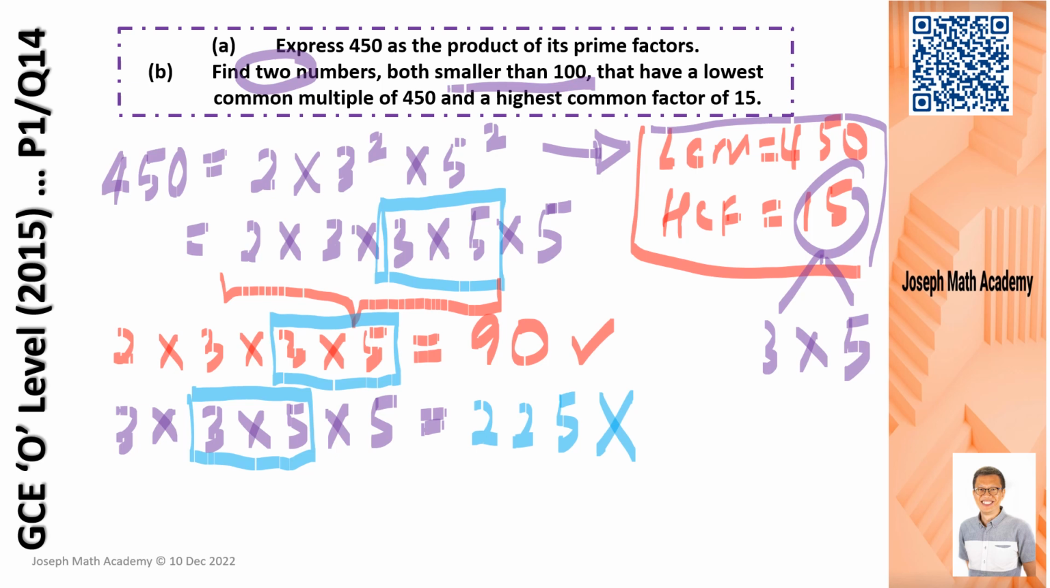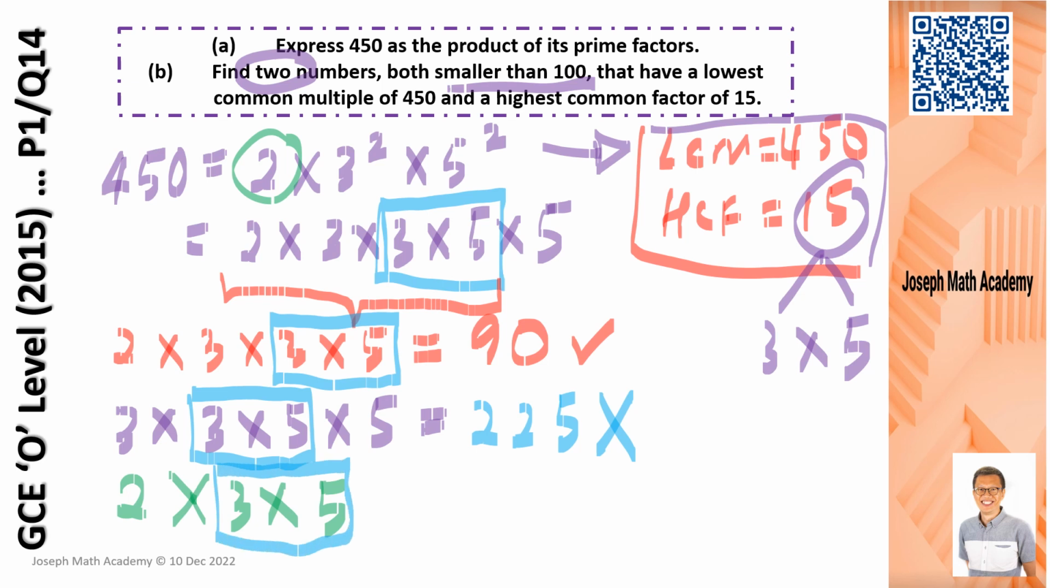2. Okay, let's have double 2. No, we cannot have double 2. There's only one 2 here. So 1, 2, 2. How about this combination? And we still fulfill this condition, this HCF. Okay, so 2 times 3 times 5.